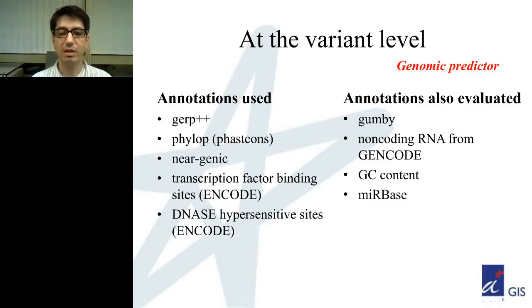In particular, we use GERP and phyloP to define conservation of a locus. We use the aforementioned 4 databases to define gene transcripts and whether the mutation is near one of those or not. And we use 2 annotations from the ENCODE project, one for the transcription factor binding sites, and the second one for DNase hypersensitive sites. We also evaluated Gumby, non-coding RNA from GENCODE, GC content, and microRNA databases. But in general, overall, the 5 categories on the left showed better performance.